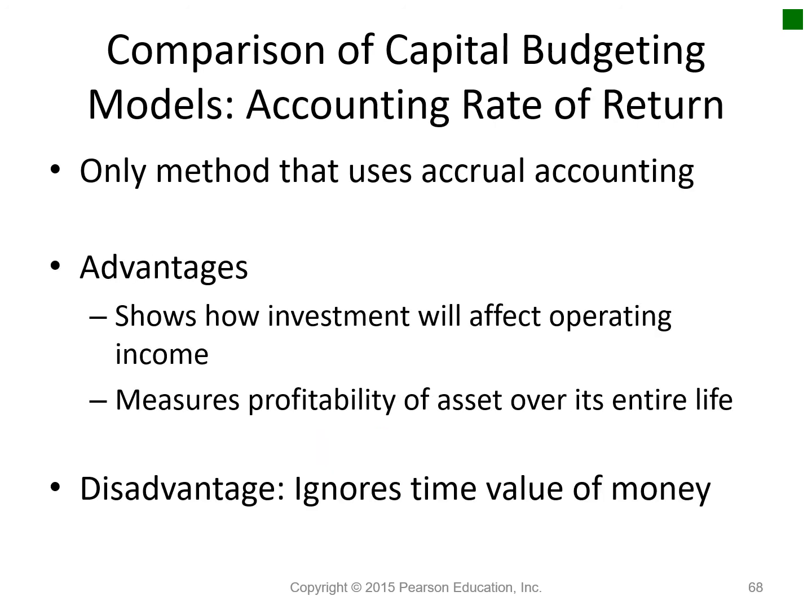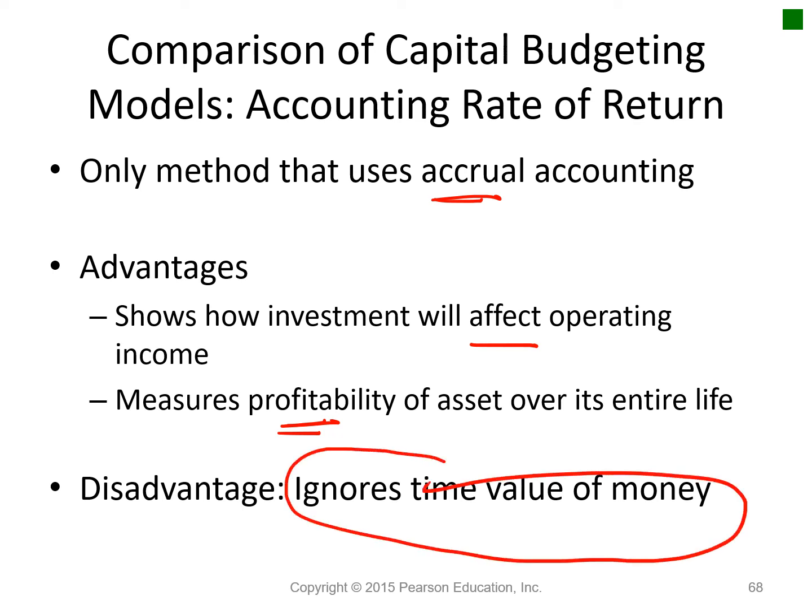The thing about the accounting rate of return is that it is the only method that we've been looking at that does incorporate accrual accounting. The nice thing about it is it does look at operating income, and it does help measure and show you the profitability. So that's another method that the other ones don't do. They just look at cash flows. This one does incorporate profitability into the decision. But again, the bad thing is it ignores time value of money.